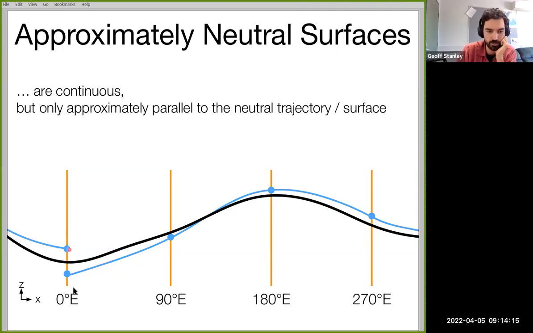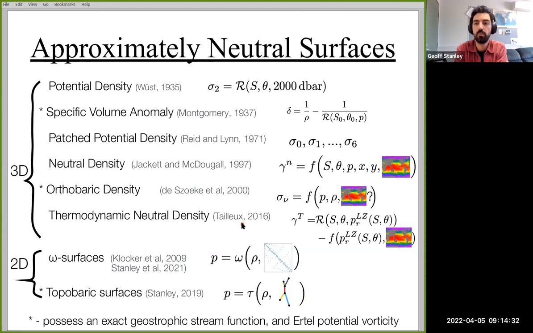We really don't want to deal with discontinuities in our surfaces. So what we have to do then is use approximately neutral surfaces. So like the black line here, this is a continuous surface. The downside is that it's only ever approximately parallel to the true neutral directions. Okay, so the goal then is to come up with good approximately neutral surfaces.